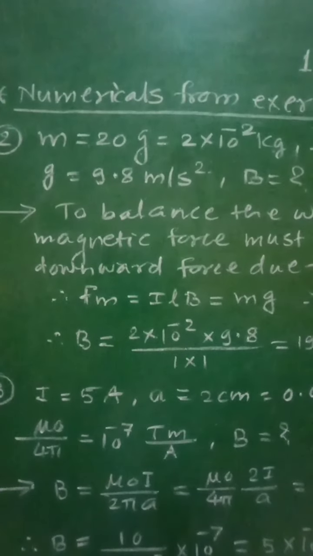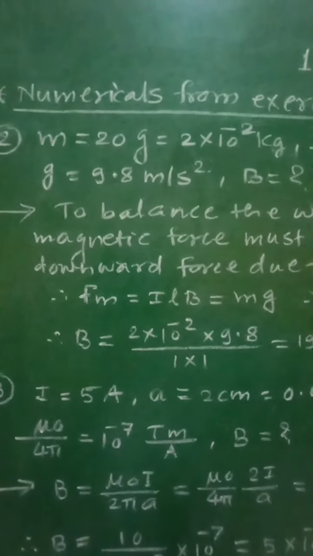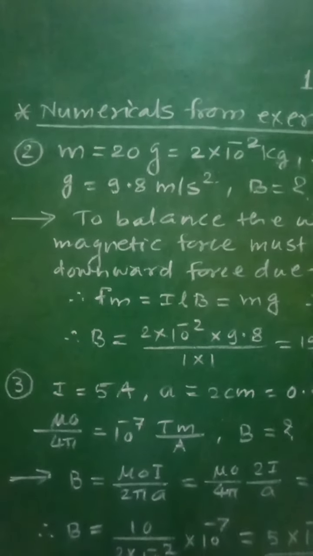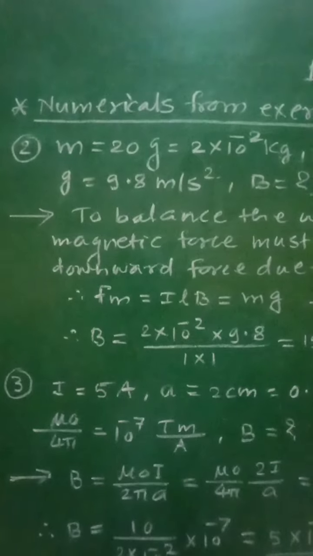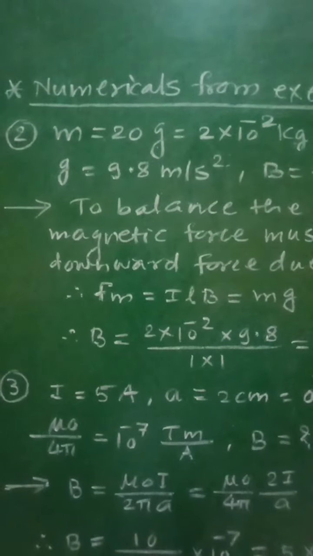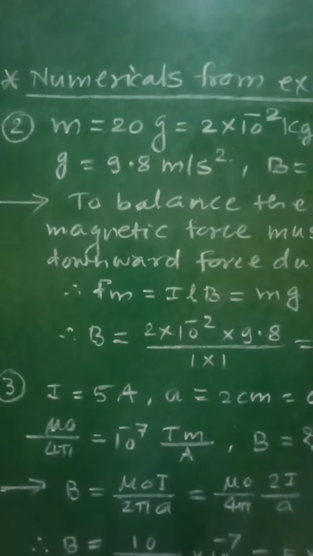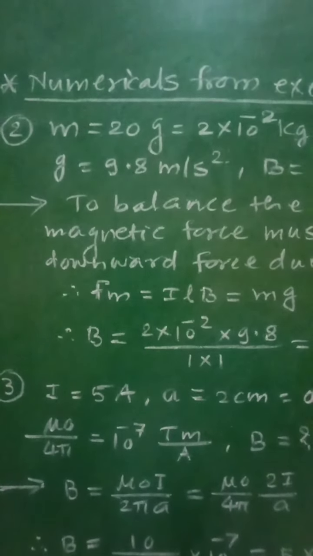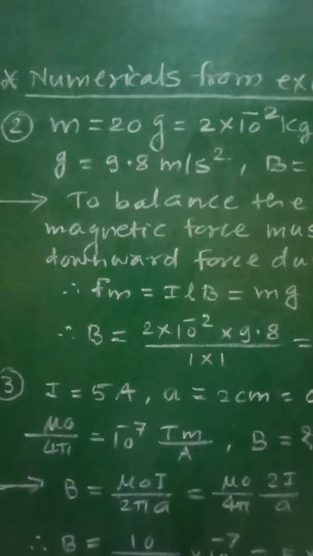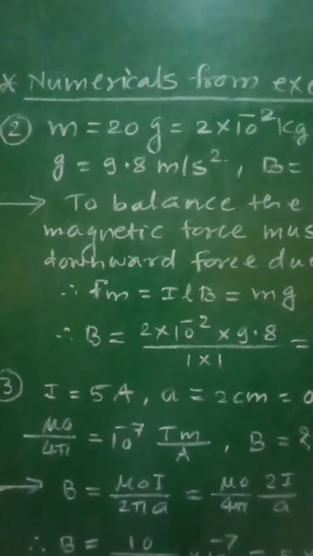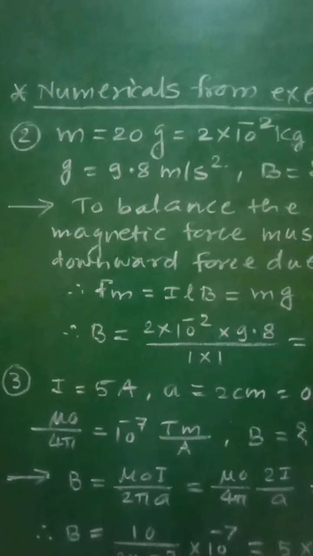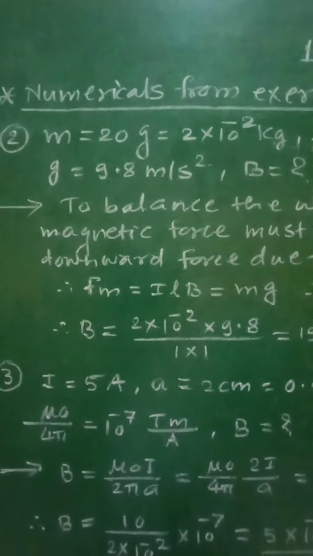A piece of straight wire has mass 20 gram and length 1 meter. It is to be levitated using a current of 1 ampere flowing through it and a perpendicular magnetic field B in horizontal direction. What must be the value of magnetic field B?